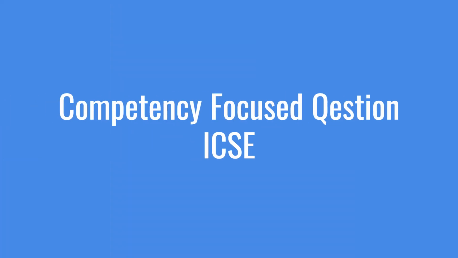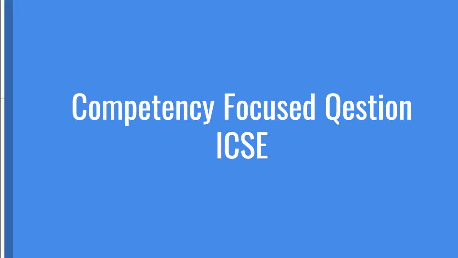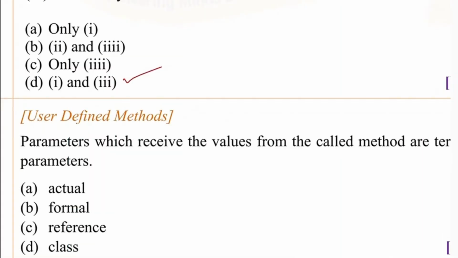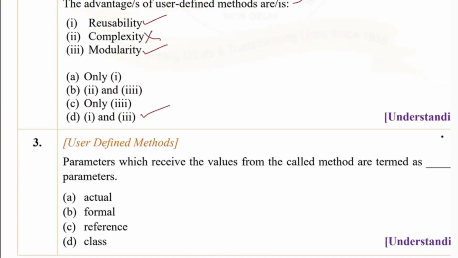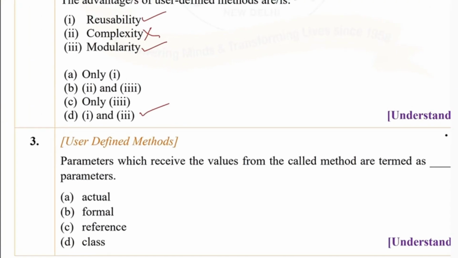Which of the parameters which receive the value from the called method are dash parameter? This is your actual and formal parameter.